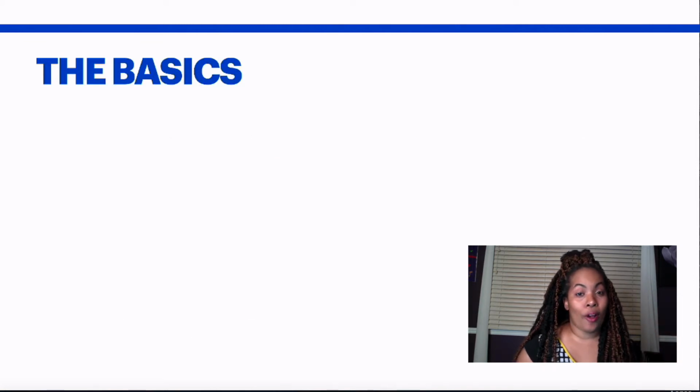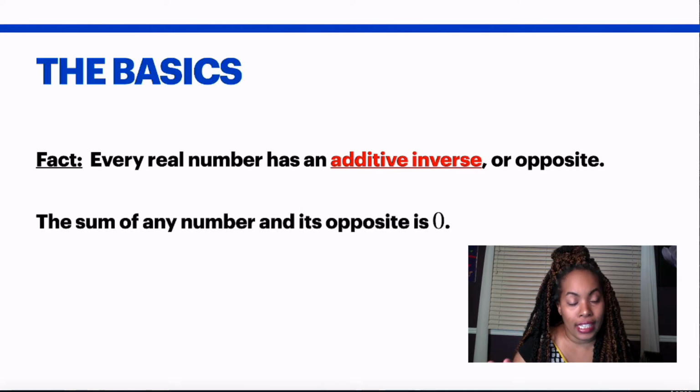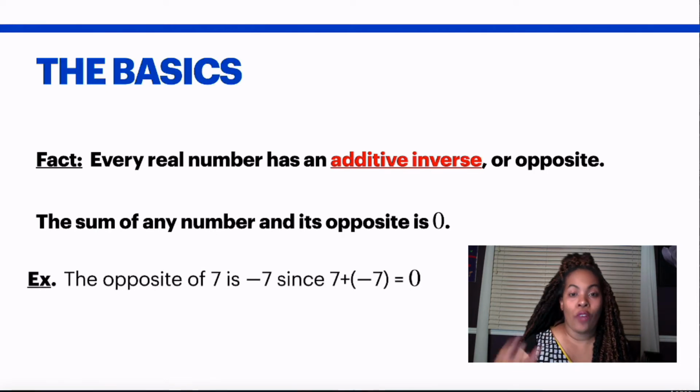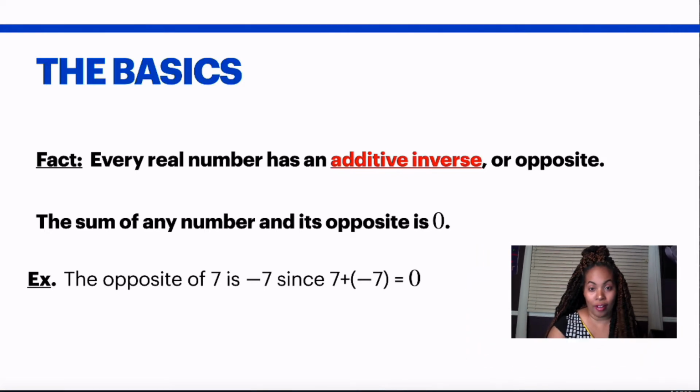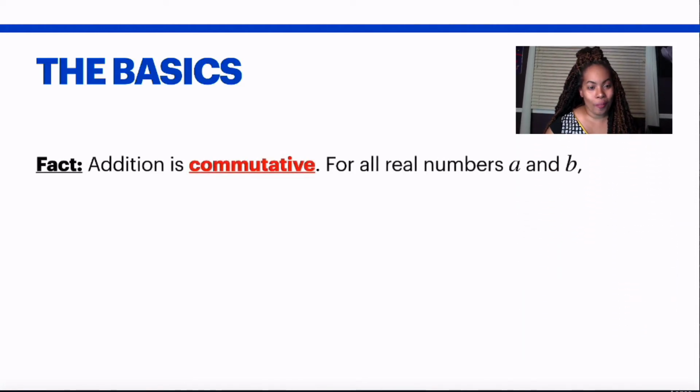Okay? So, continuing on. So here's another fact. Every real number has an additive inverse, also known as an opposite. So the sum of any number and its opposite is 0. Here's why. The opposite of 7 is negative 7. And when you add those two together, you get 0. So 7 plus negative 7, that's just 0. Easy, right? So the opposite of 2/5 is negative 2/5, since 2/5 plus negative 2/5, in other words, its opposite, is equal to 0. So simple.